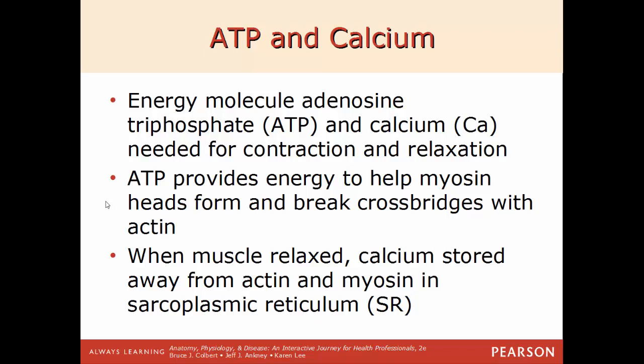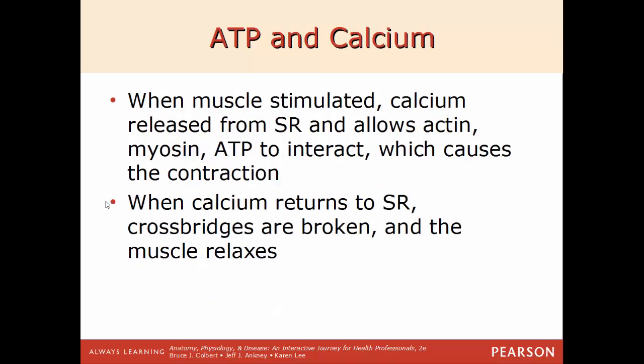When a muscle is relaxed, calcium is stored away from the actin and away from myosin in a very specialized organelle within muscles called the SR, the sarcoplasmic reticulum. And this is really just a modified version of the endoplasmic reticulum found in other cells. So when the muscle cell is stimulated, the calcium will be released from the SR, and this allows actin and myosin and ATP to interact, which will create the cross bridge and will lead to contraction. And when calcium returns back to the SR, the cross bridges are broken and then the muscle relaxes. So calcium is a very key component to muscle strength and muscle contraction.